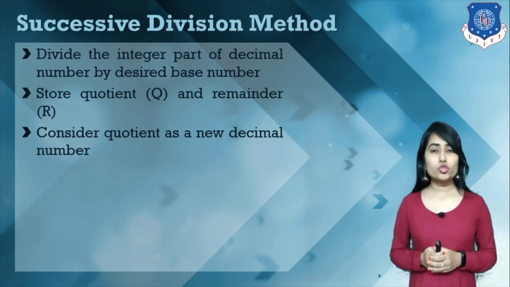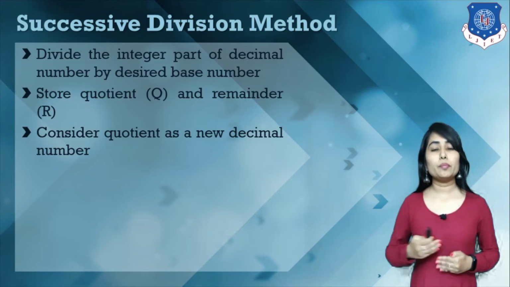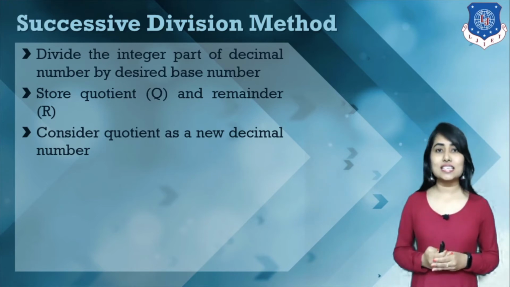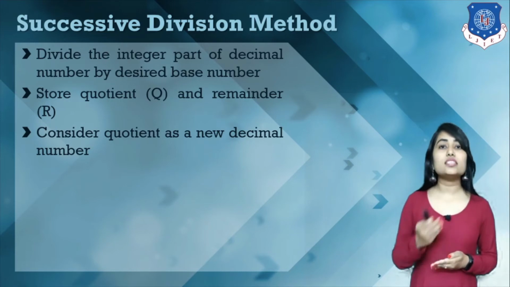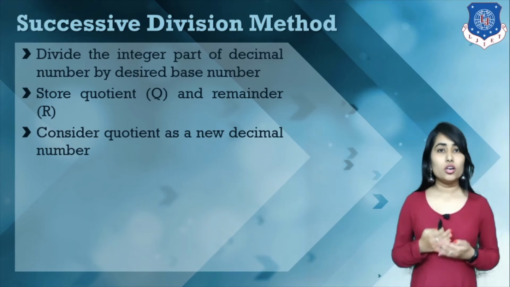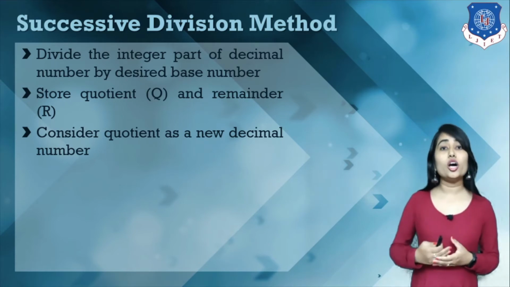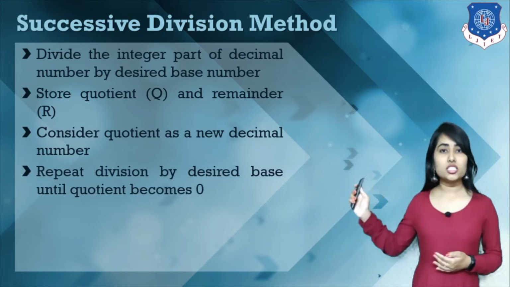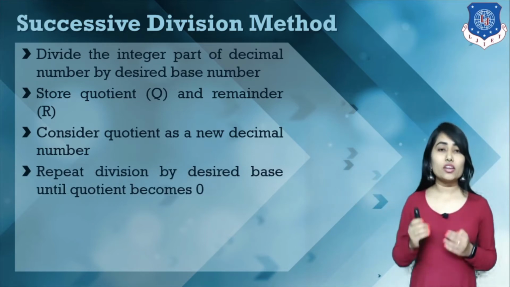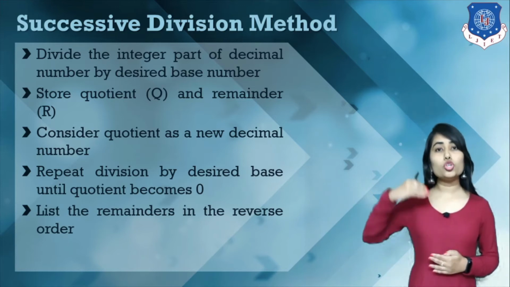So we have to divide our decimal number repeatedly. This is known as successive division. We have to consider our new quotient as the dividend, and again we divide it by our desired base. We have to calculate this until we have a 0 in the quotient part, and write down the remainder bits from bottom to top.